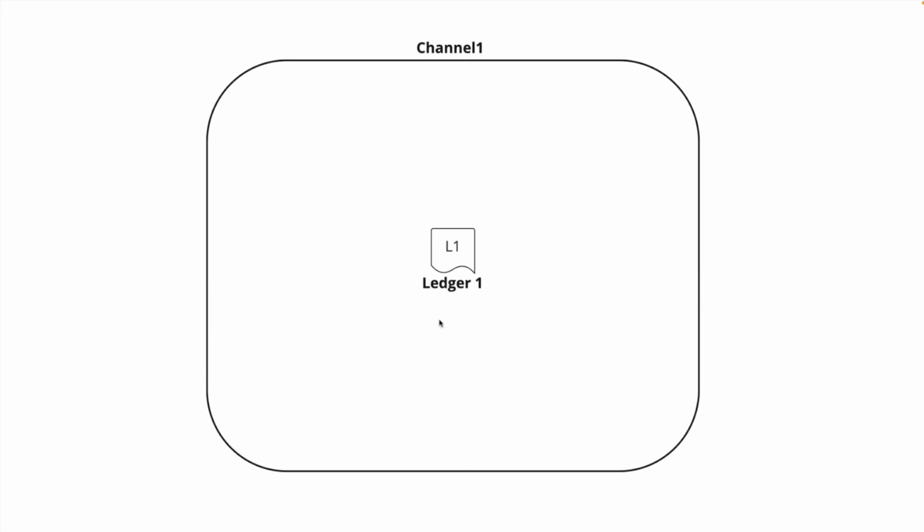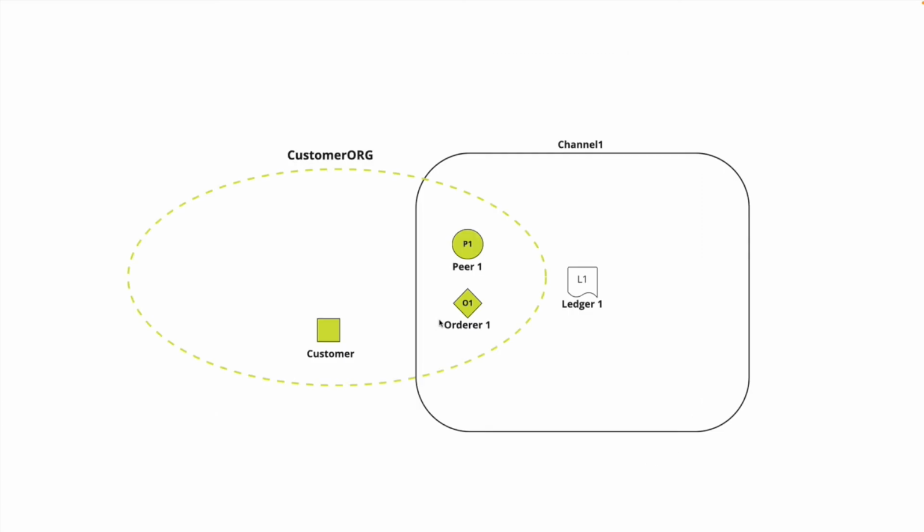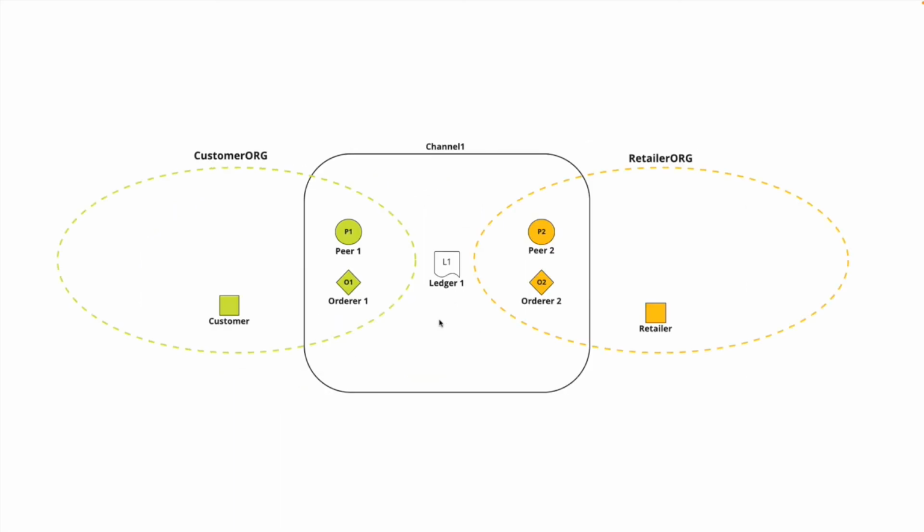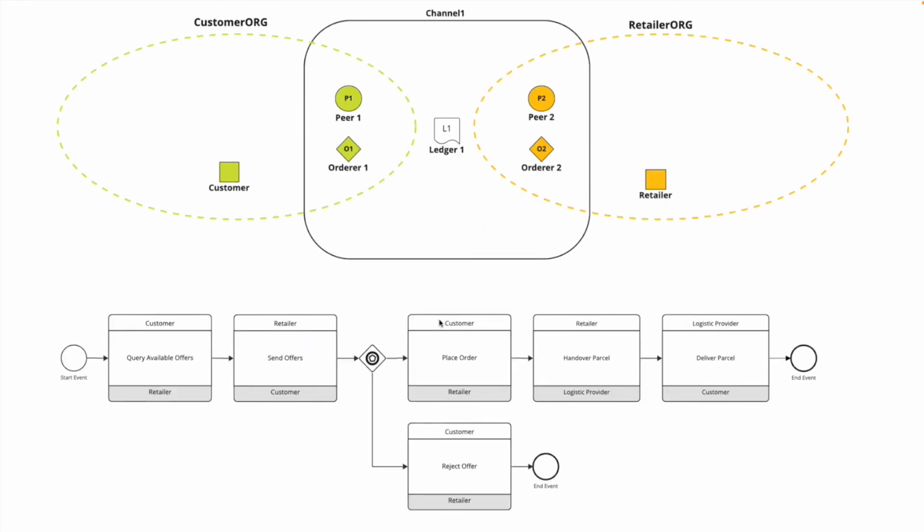So for now, we need one channel that contains the entire data. And in this channel, we have the customer with their own peer and orderer, and that's the first organization, the customer organization. Secondly, we need another organization for the retailer with their own peer and orderer as well. So now that's basically what we have here. That's the choreography mapped to the architecture we have.